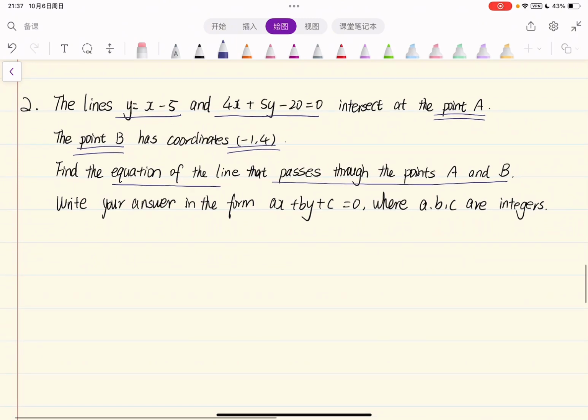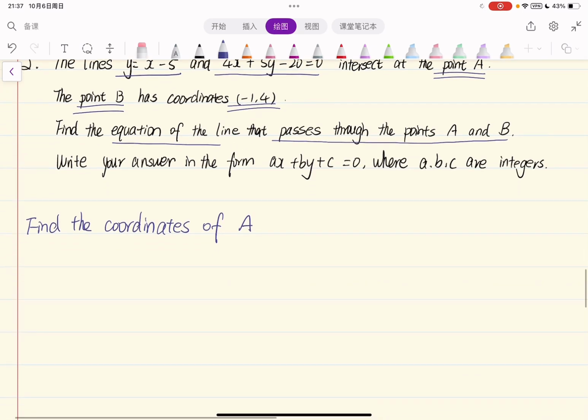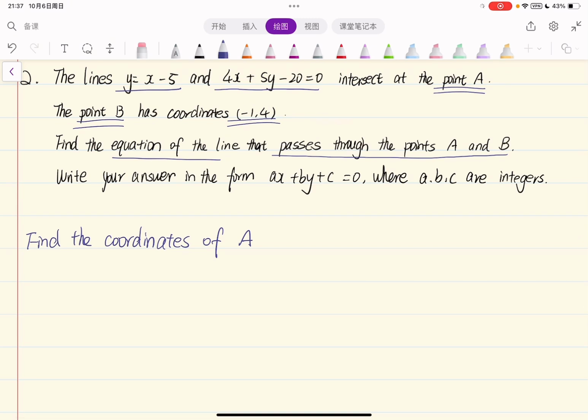In order to do that, the first thing we need to do is to find the coordinates of A. Then we will get the coordinates of 2 points to find the equation of the line. So we want to find point A. We have simultaneous equations that is y equals x minus 5 and 4x plus 5y minus 20 equals 0.